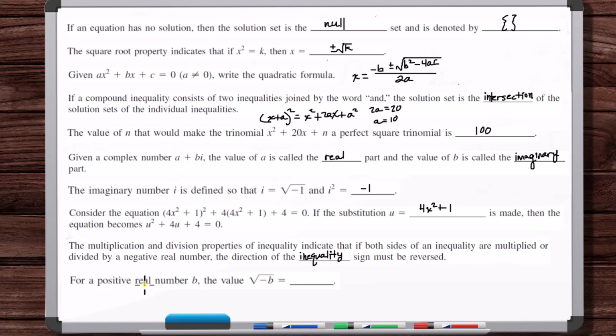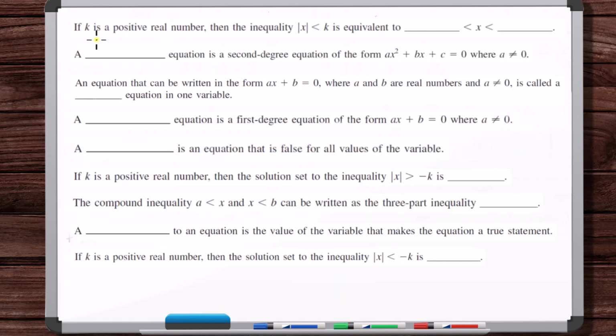For a positive real number b, the value of the square root of negative b is equal to i square root of b. If k is a positive real number, then the inequality, the absolute value of x is less than k, is equivalent to, so this is just a compound "and" inequality, x is greater than minus k and x is less than k.